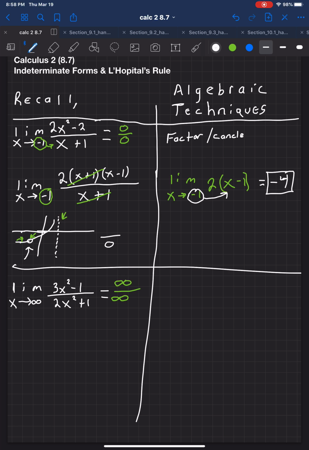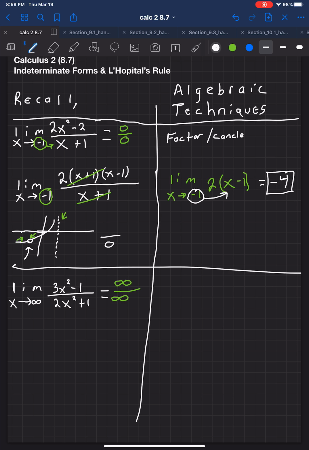So notice we began this limit with 0 over 0, which was indeterminate. We did not yet know if the limit existed, nor did we know, if it did exist, what it was. Using some algebraic techniques of being able to factor and cancel like factors, we were able to determine that yes, the limit does actually exist. It is a hole in the graph, and the limit is -4.